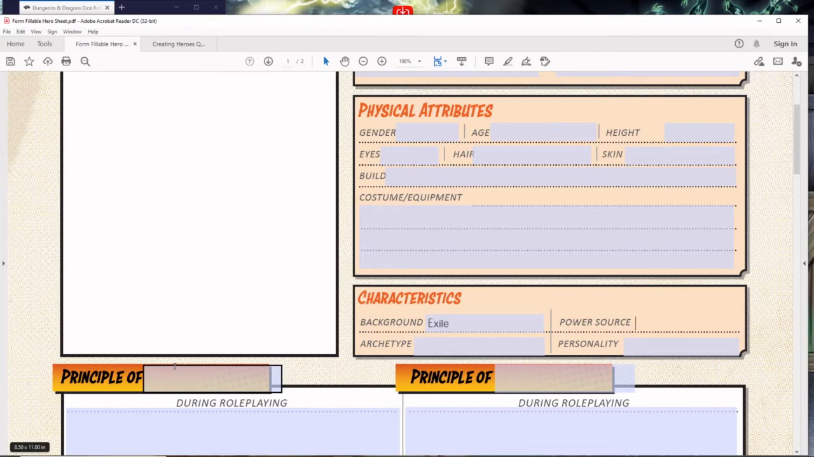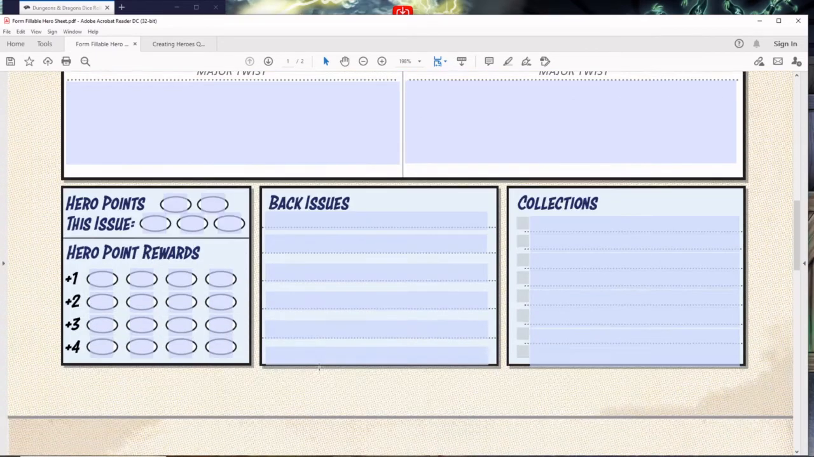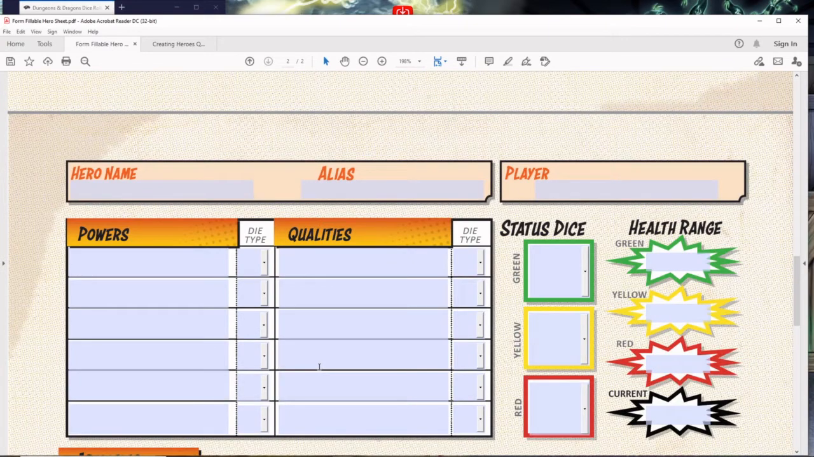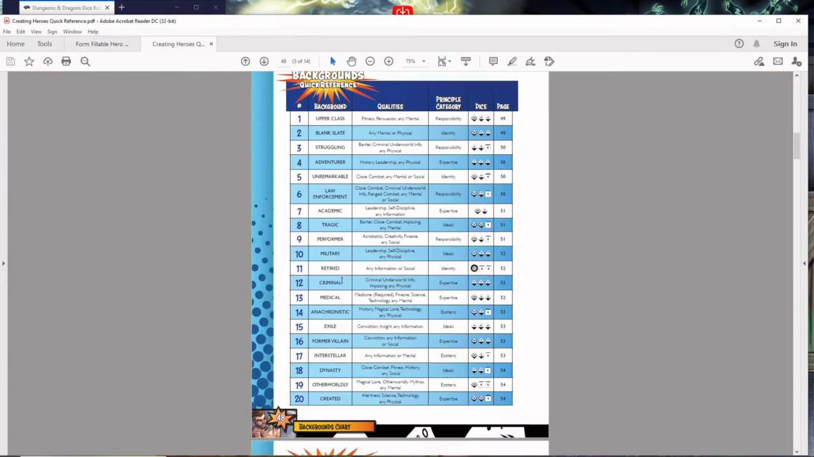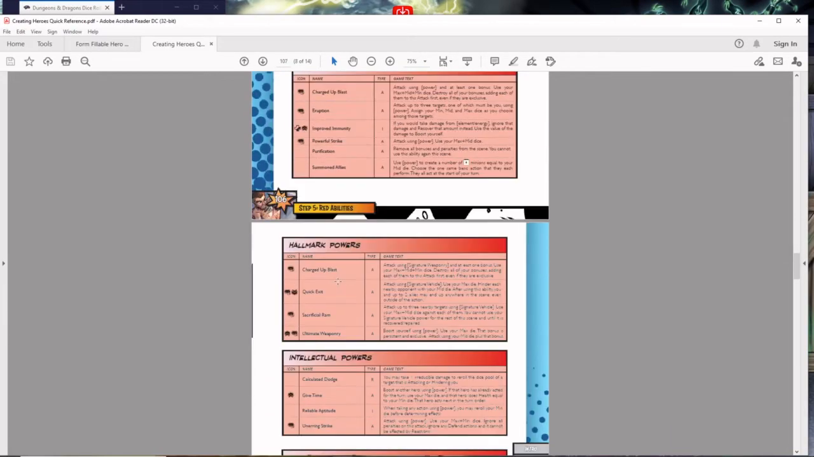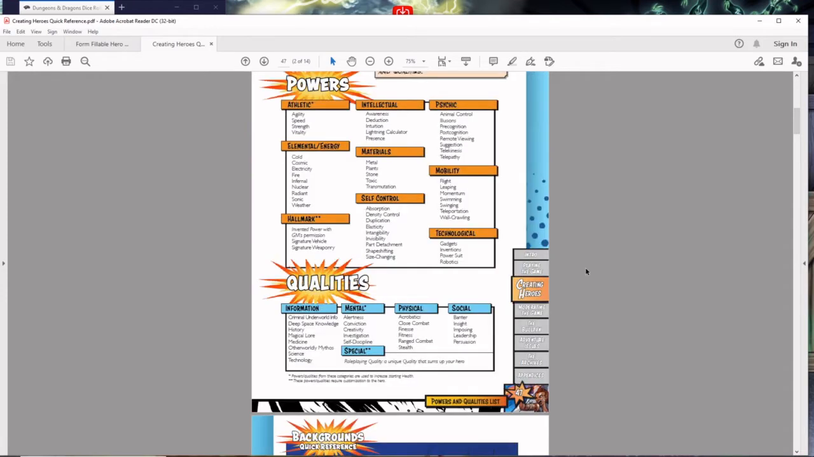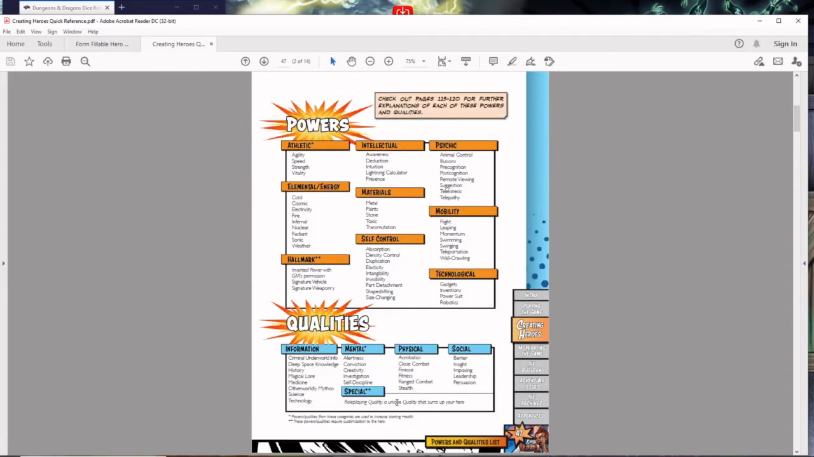Now, what Exile gives me, we get a D10 and a D8 to assign to some qualities: conviction, insight, and an information quality. So, we can look over here. Oops, nope, too far. Need to go up. Oh, I was at the backgrounds. I need to be here. So, insight is social, conviction is mental, and then any one of these.